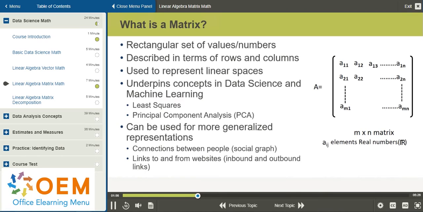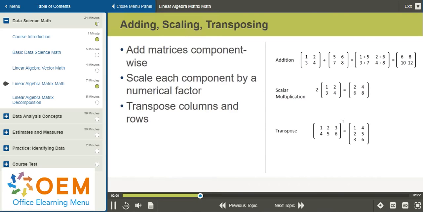Now let's look at some operations we can carry out with matrices. We can add, scale, and transpose matrices. For adding matrices, they have to be compatible component-wise, so they have to have the same dimensions.